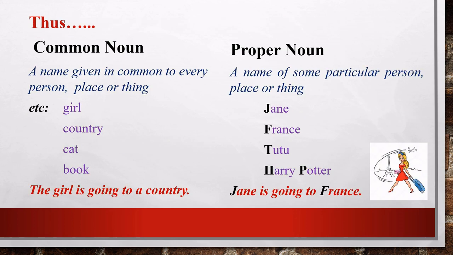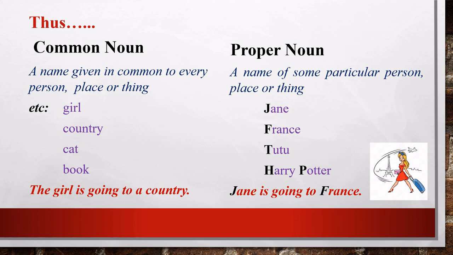Let's see the difference between common noun and proper noun. A common noun is a name given in common to every person, place or thing, like girl, country, cat, book. A proper noun is the name of some particular person, place or thing. Like, without saying girl, we can say Jane. Country, France. Without saying just cat, we can say Tutu. Without saying a book, we can say Harry Potter.